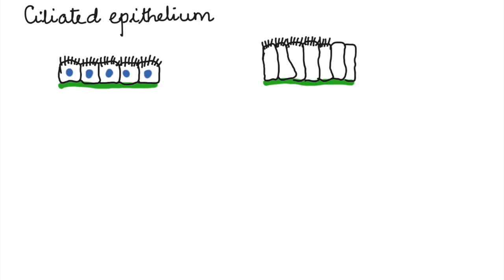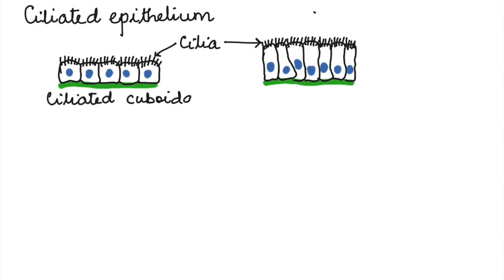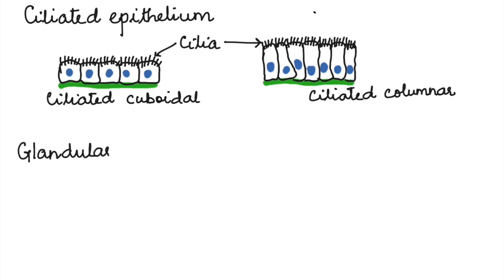The cuboidal ciliated epithelium is rare and is normally present only in the bronchioles, whereas the columnar ciliated epithelium is present in the trachea in the form of pseudostratified ciliated epithelium, and it may also be present in the fallopian tubes. Let us now see the glandular epithelium.